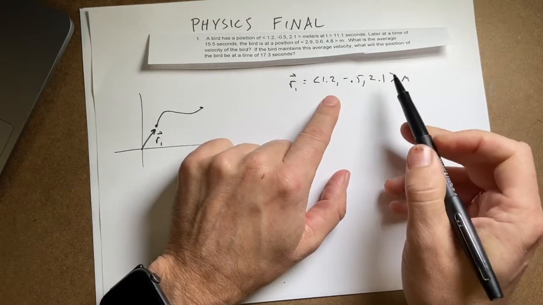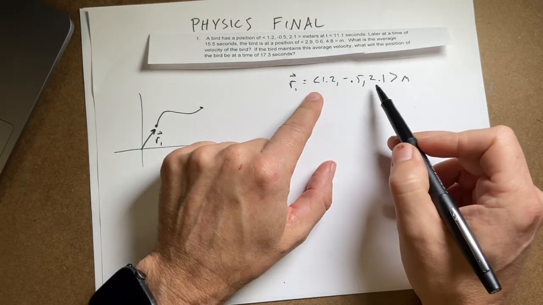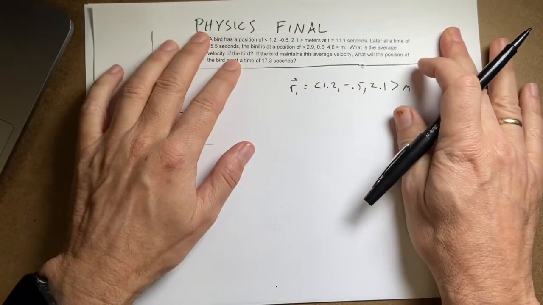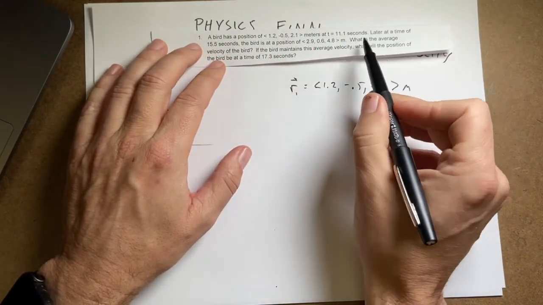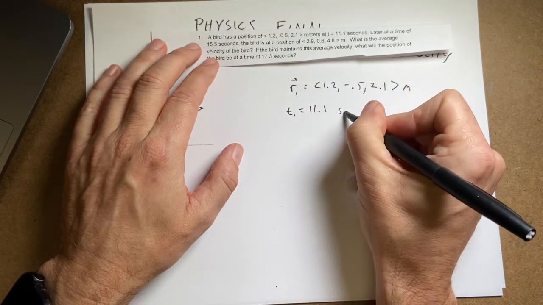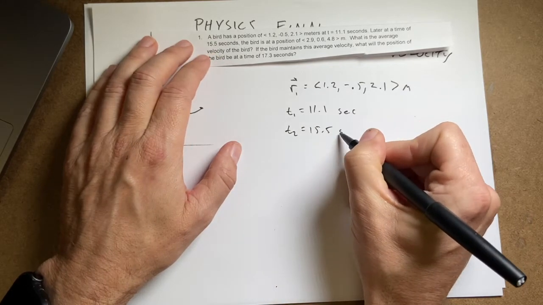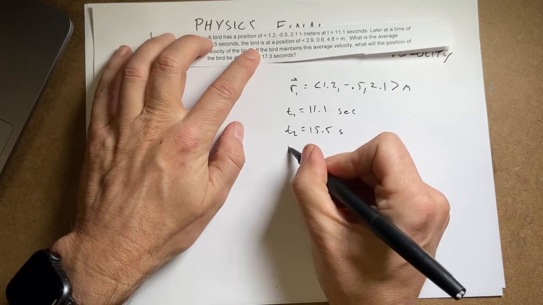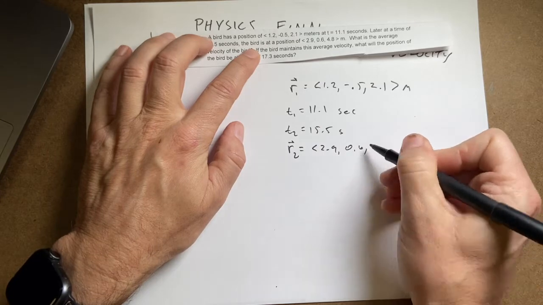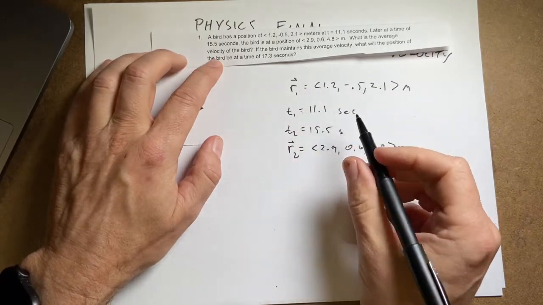And this is the way I write vectors. I took this from Matter and Interactions. This is the x, y, and z coordinate component of the vector. And it's just a shorter way to do things. And I cut out the question so you wouldn't see my other solution. And this is at a time of t1 of 11.1 seconds. Later at a time of t2 equals 15.5 seconds, the bird is at a position of r2 equals 2.9, 0.6, 4.8 meters.